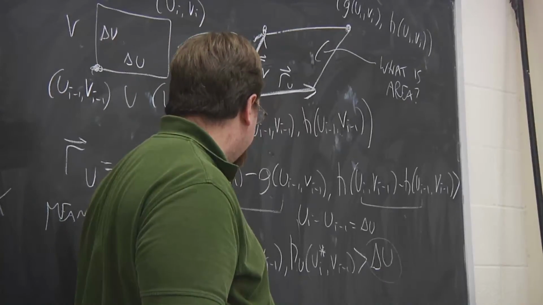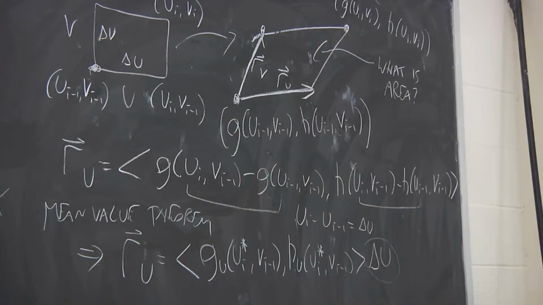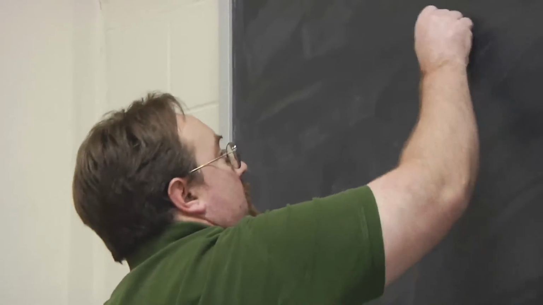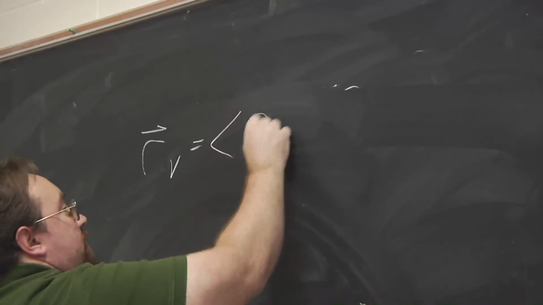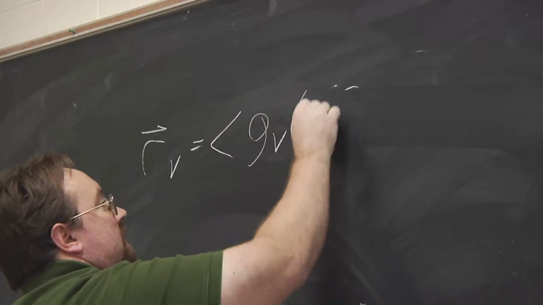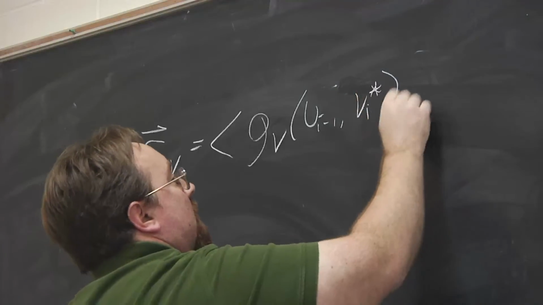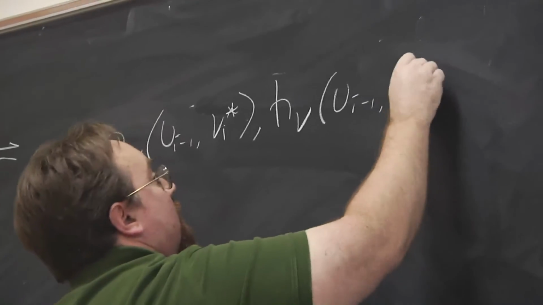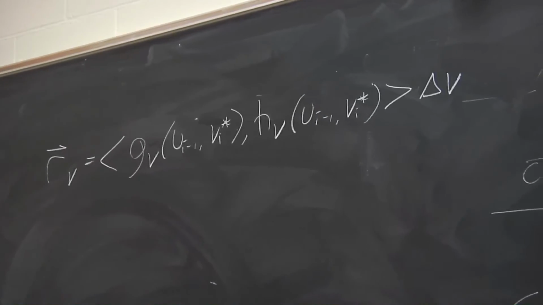and now it's expressed in terms of the partial derivatives with respect to u. The other edge, r_v, you can do the same thing, only now you're looking at a change in v. So r_v is partial of g with respect to v at (u_{i-1}, v_i star), partial of h with respect to v at (u_{i-1}, v_i star), times delta v.